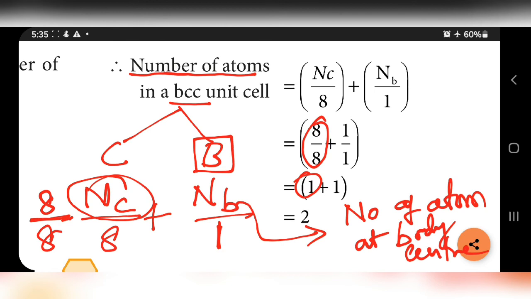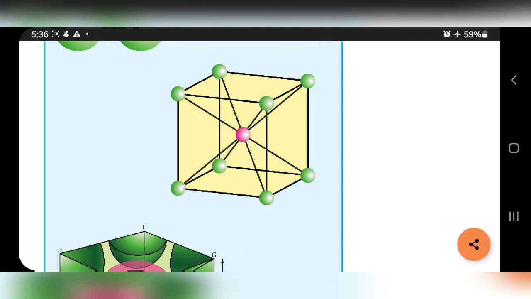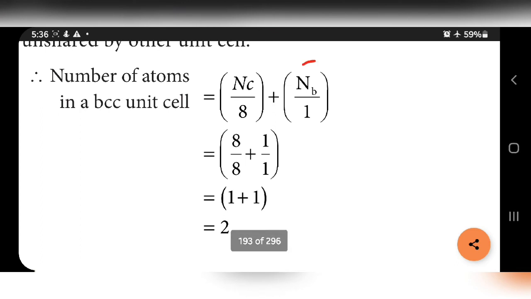Number of atoms at the body center. Totally, how many atoms are present at the center of the body? See this picture. Only one atom is present at the center of the body. So instead of Nb we can substitute 1. Nb by 1, that is 1 by 1.